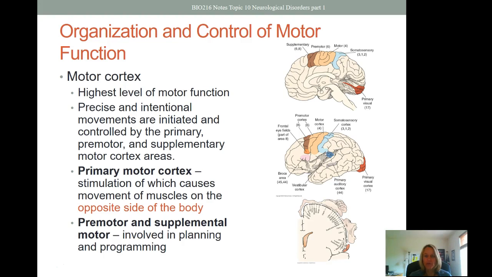The primary motor cortex is the part which, if we stimulate it, we will see movement on the opposite side of the body. This has been mapped out, and this is shown here. We can see that the face and the hands occupy a larger proportion of the motor cortex. The premotor and supplemental motor regions of the brain are involved in processing and planning.